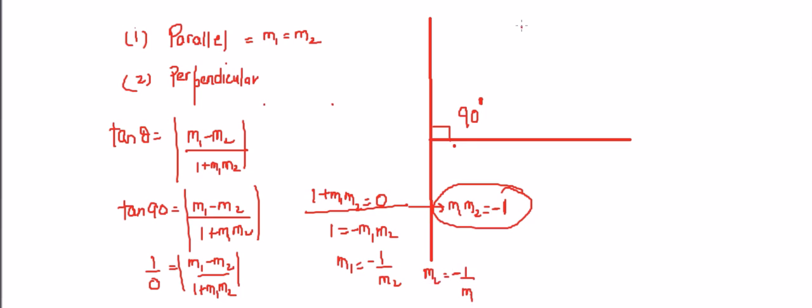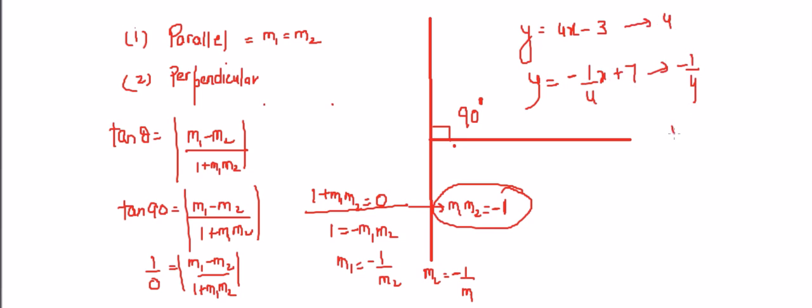Like take the example of this line. This is y equals 4x minus 3, and this is y equals minus 1 over 4 x plus 7. If I look at the slopes of these, one has slope 4, the other has slope minus 1 over 4. If I multiply them together, I'll get minus 1. That means when the product of the slopes of two lines is equal to minus 1, they are perpendicular to each other. So this is about the case of the angle between two lines, and in the next class I'll continue with that and we'll do more questions on the same.